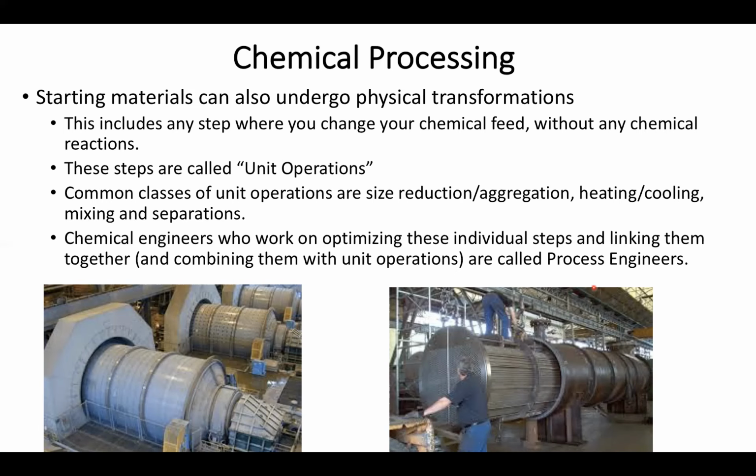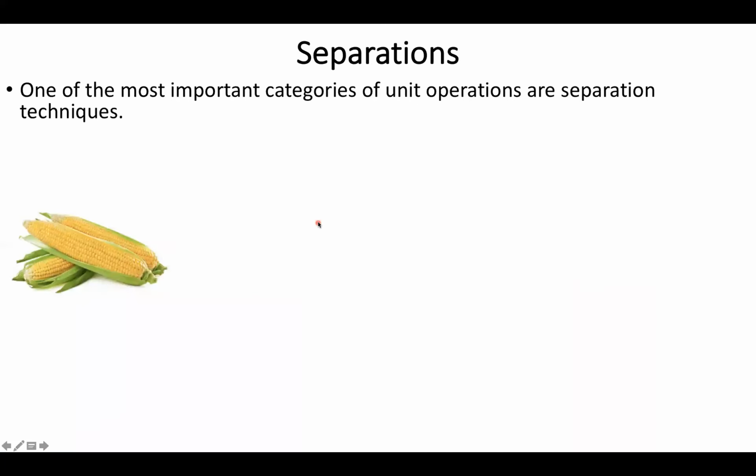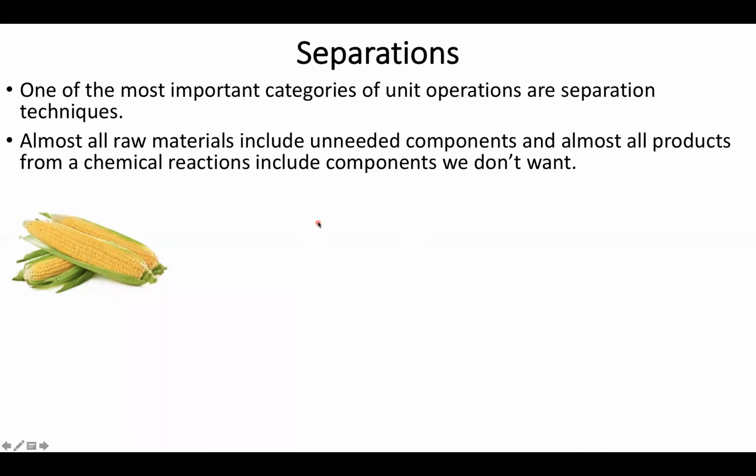So when I'm looking at processes, it turns out one of the most important of these classes is actually going to be this last one. It's separations. So this is going to be our bread and butter of unit operations. And one of the reasons why is because almost all raw materials contain a lot of unneeded components. And even if I have a chemical reaction, I'm going to often produce side products that, again, I don't want.